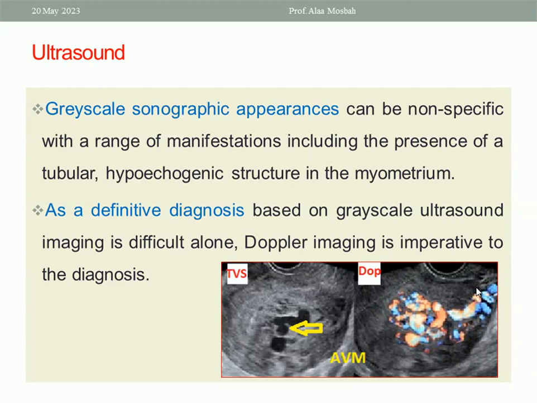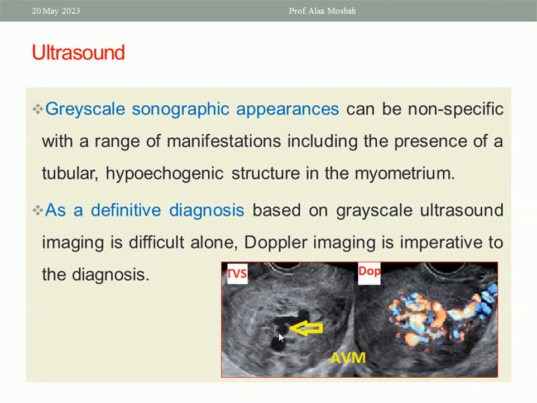It can be non-specific with a range of manifestations. In case of uterine arteriovenous malformation, what is the picture seen by transvaginal ultrasound? Tubular, as in this picture, hypoechogenic structure in the myometrium. Can you see this one with the arrow? Here within the myometrium, a tubular hypoechogenic structure.